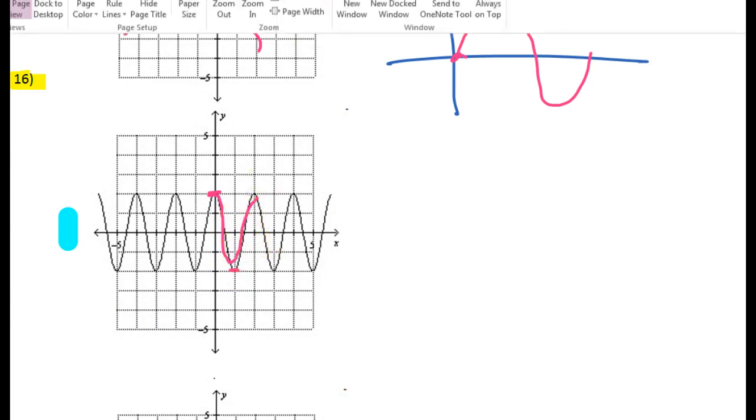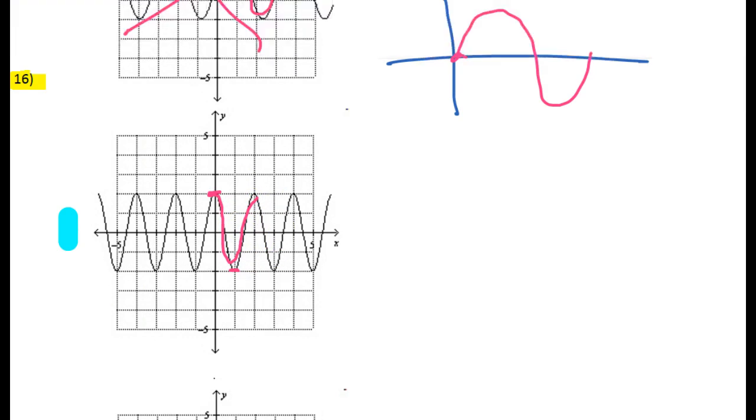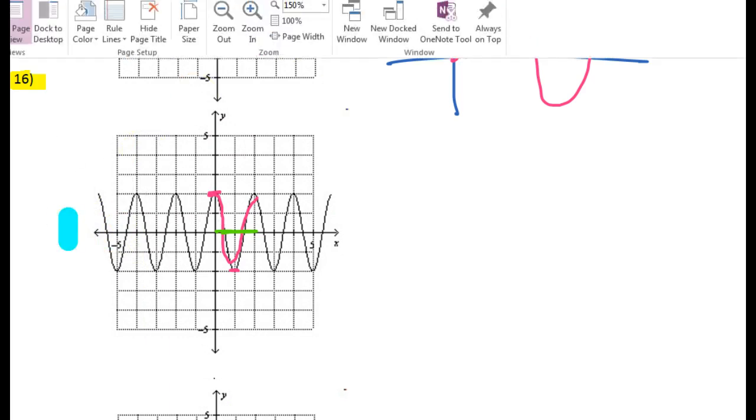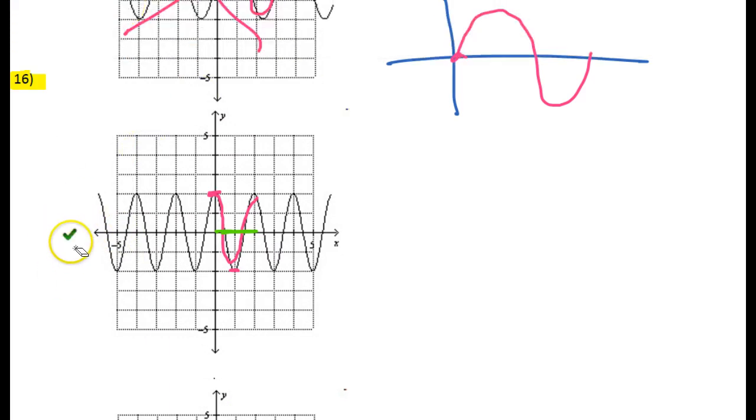The period is how long this cycle is on the x-axis. So just tracing the length of it on the x-axis, that's 2 units. So it looks like we found the answer right here. Okay, I'm betting that the answer is this one.